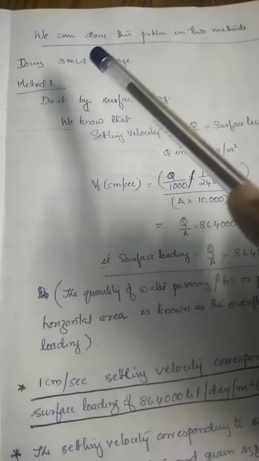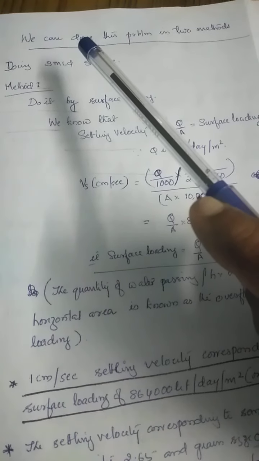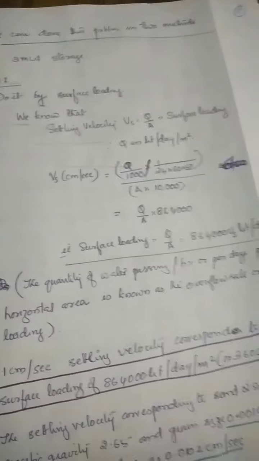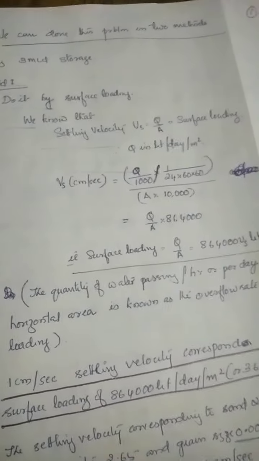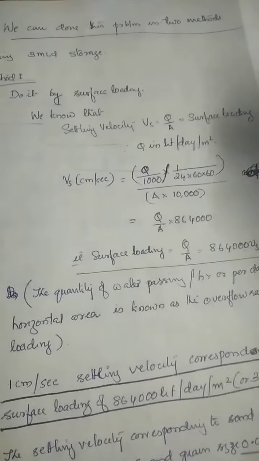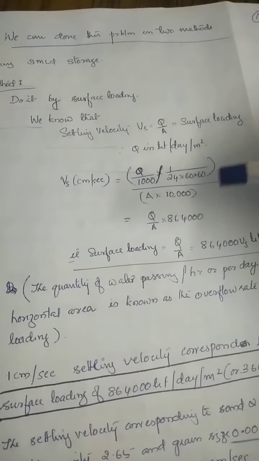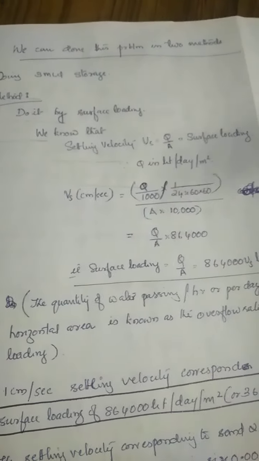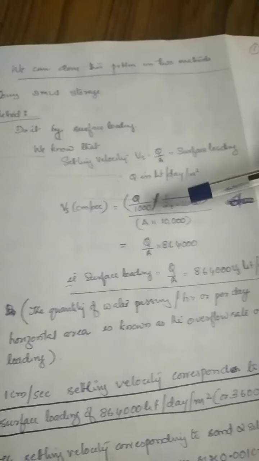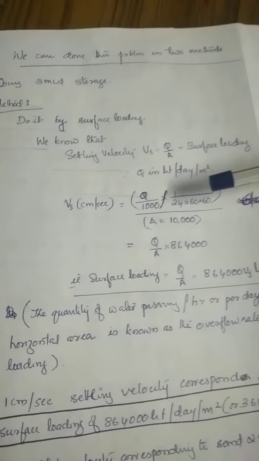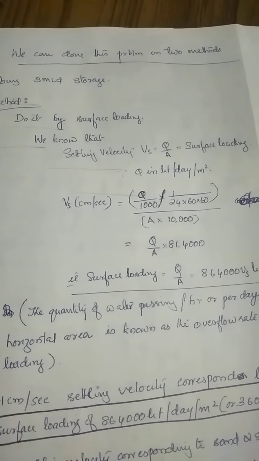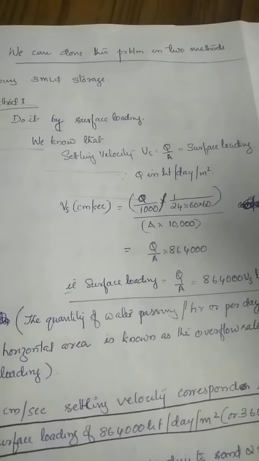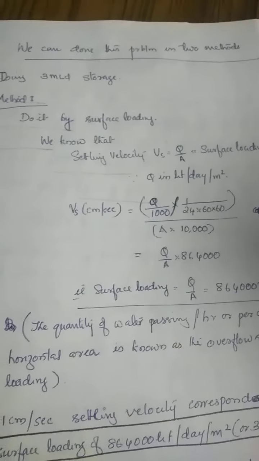That is, we are given only how much water is to be treated, that is 3 MLD of water. All other data are to be assumed. Here, this first method is the actual method for designing. We are considering the surface loading. How to arrive at the surface loading: surface loading and settling velocity, we can equate both of them, that is settling velocity Vs is equal to Q by A, that is also equal to surface loading.